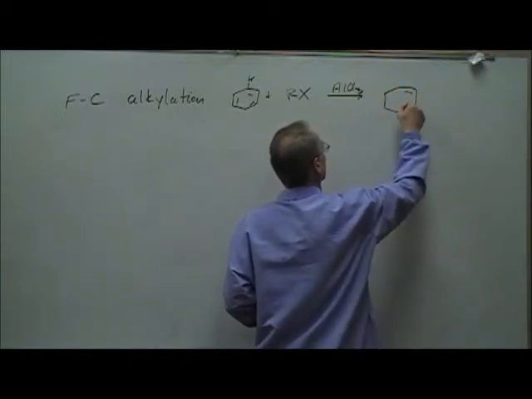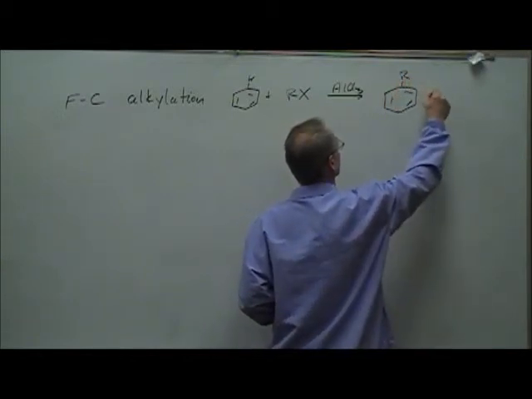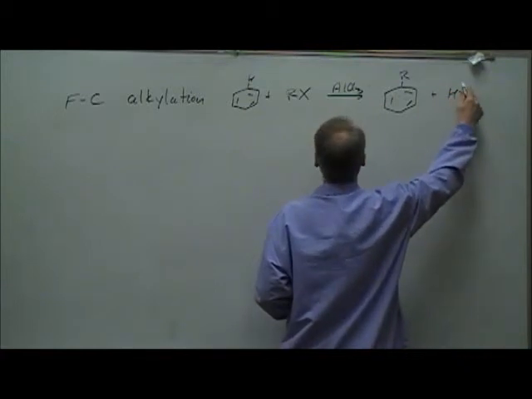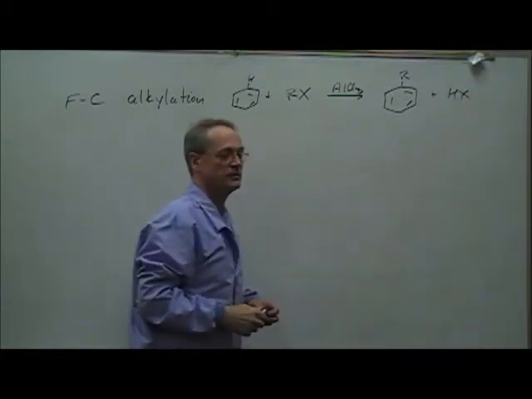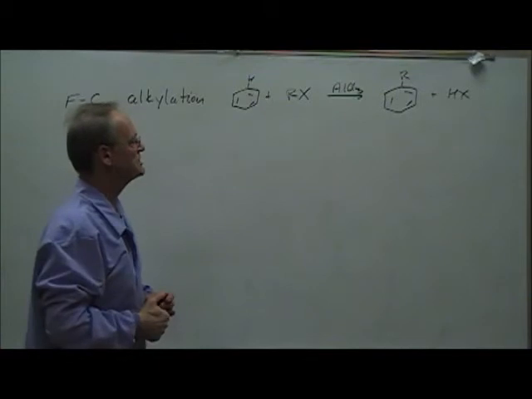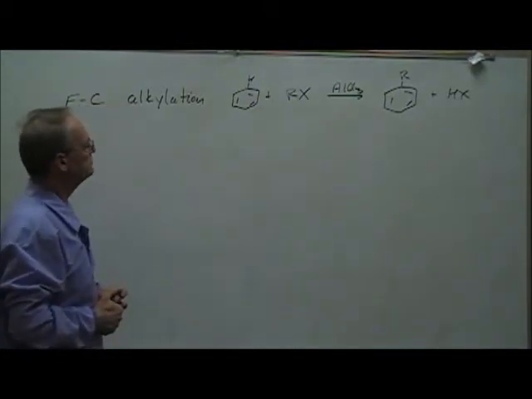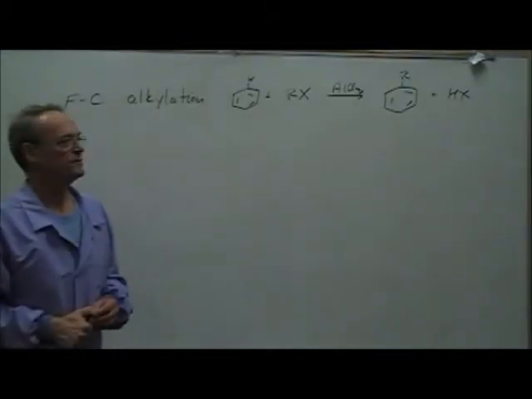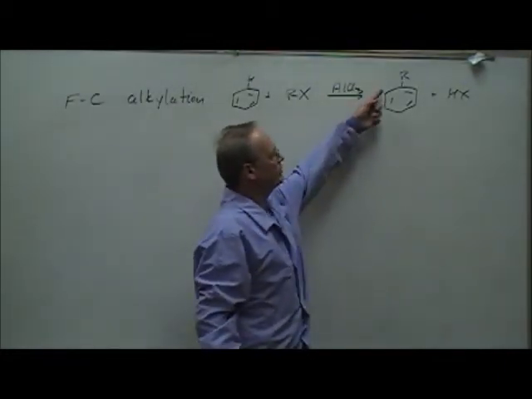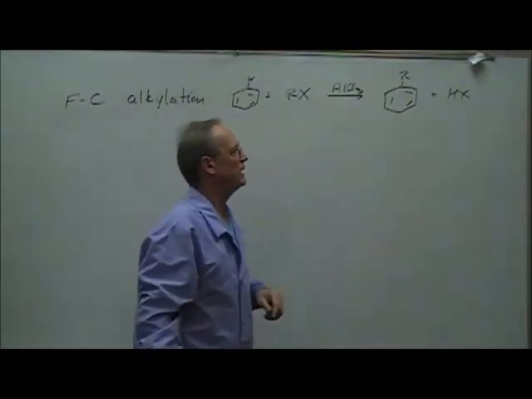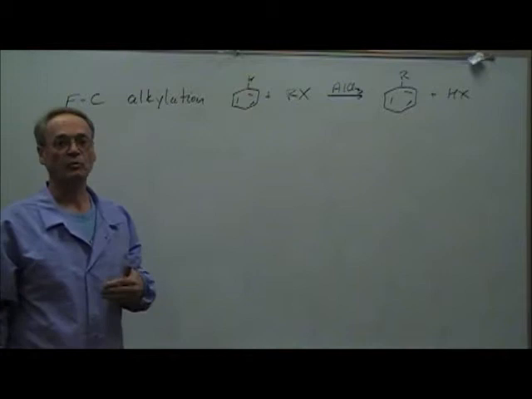Forms an alkyl benzene plus HX. And again, that could be HBr or HCl. So we have a balanced equation. And as mentioned in the previous video, the R group may or may not be rearranged here. If it's a carbocation that could rearrange, then it will rearrange. And we'll see here in a minute how that happens.